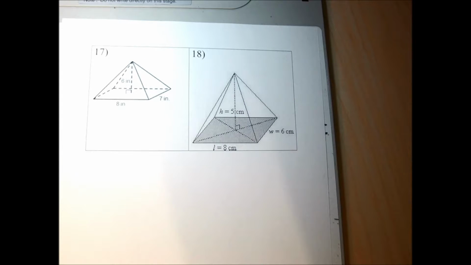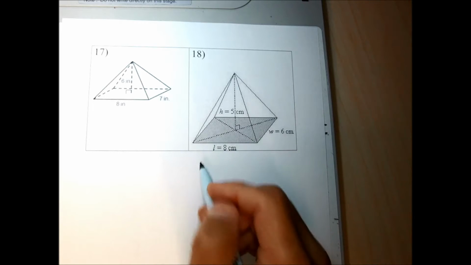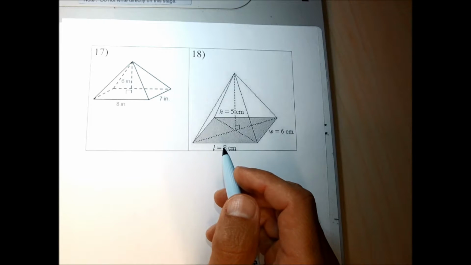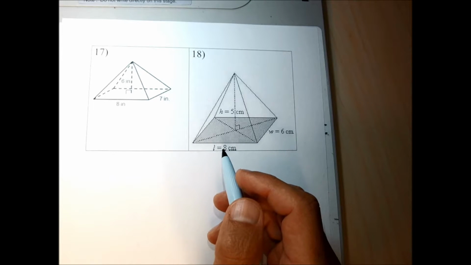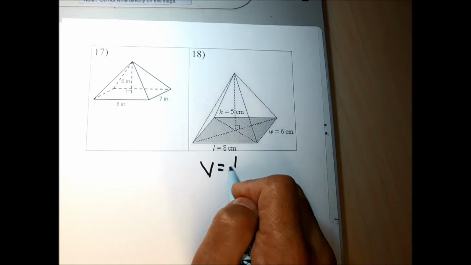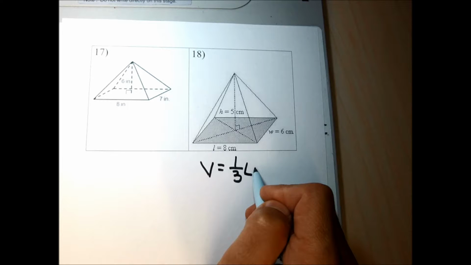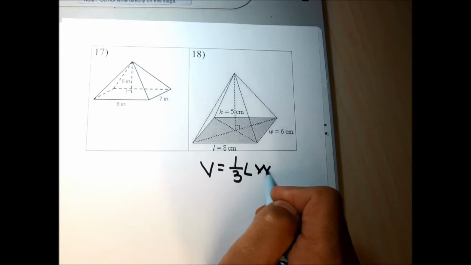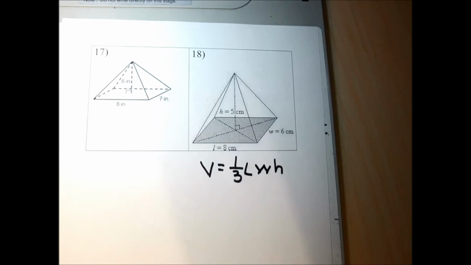17 and 18 are pyramids, but they're rectangular pyramids. The volume formula for a rectangular pyramid is 1/3 length times width times height. It's basically the same formula, except the side squared turns into length times width, because side squared is the area formula for a square, length times width is the area formula for a rectangle.